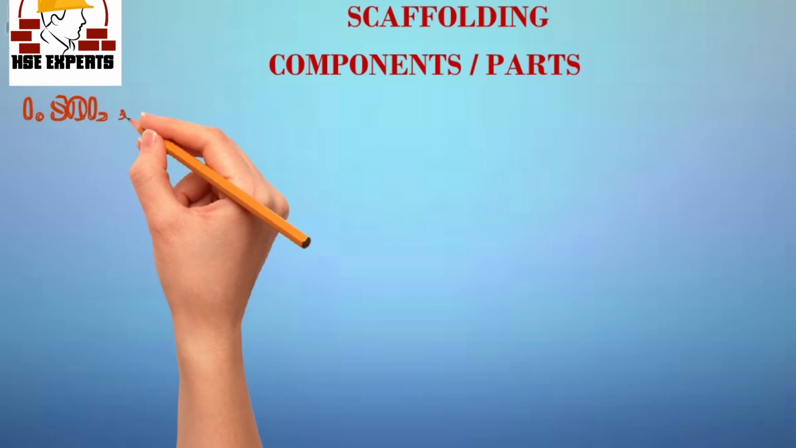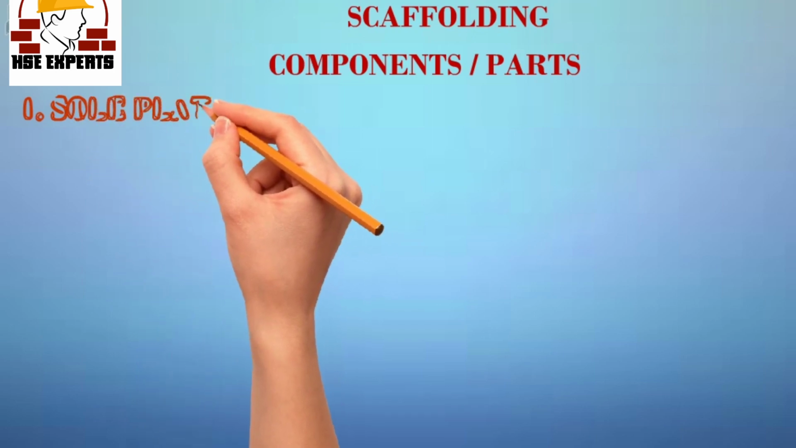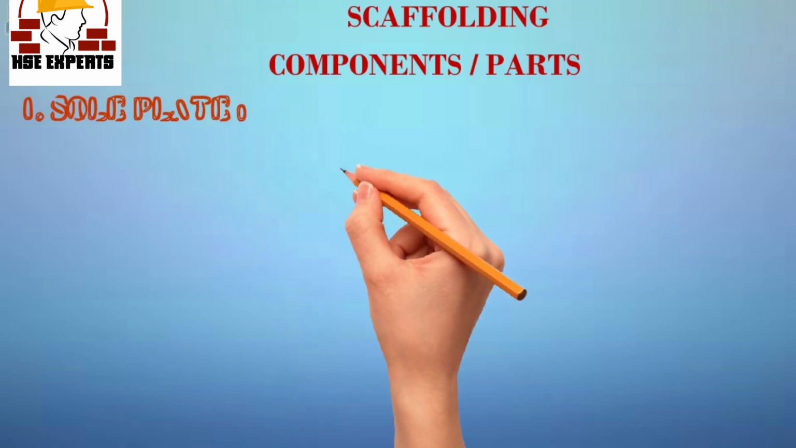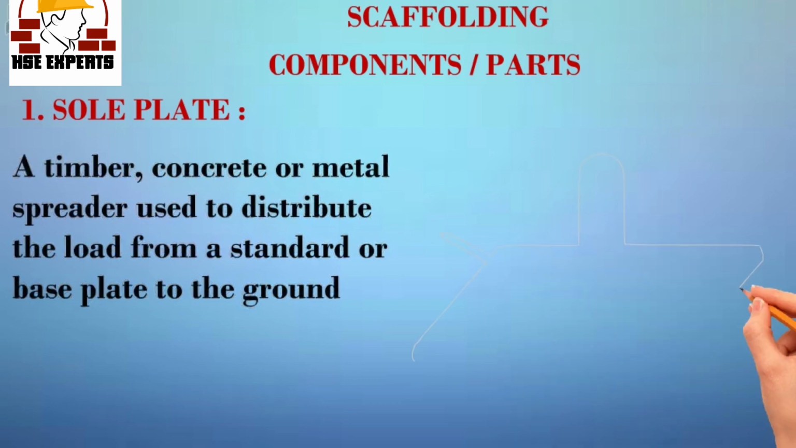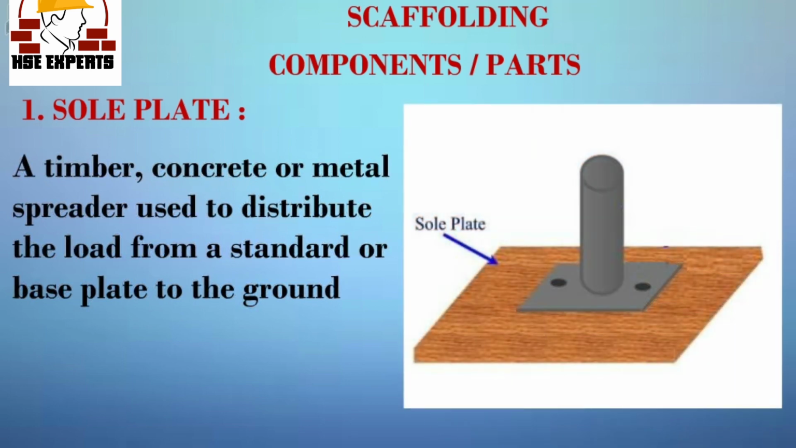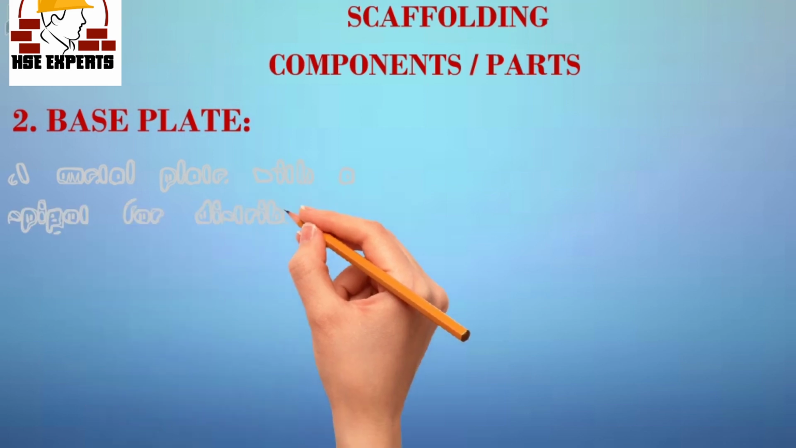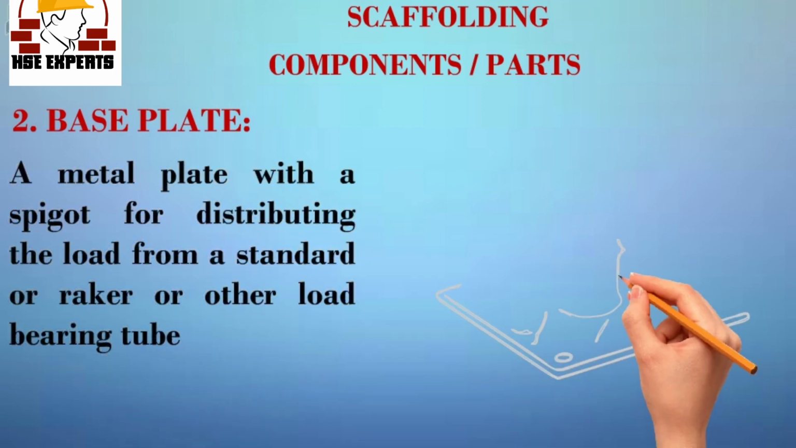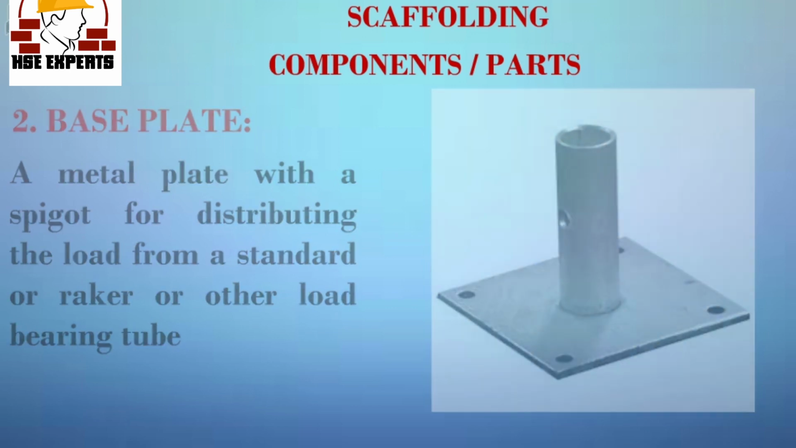We will start scaffolding from bottom to top, so it can be very simple to understand for everyone. First, sole plate: a timber, concrete or metal spreader used to distribute the load from a standard or base plate to the ground. Base plate: a metal plate with a spigot for distributing the load from a standard or raker or other load bearing tube.